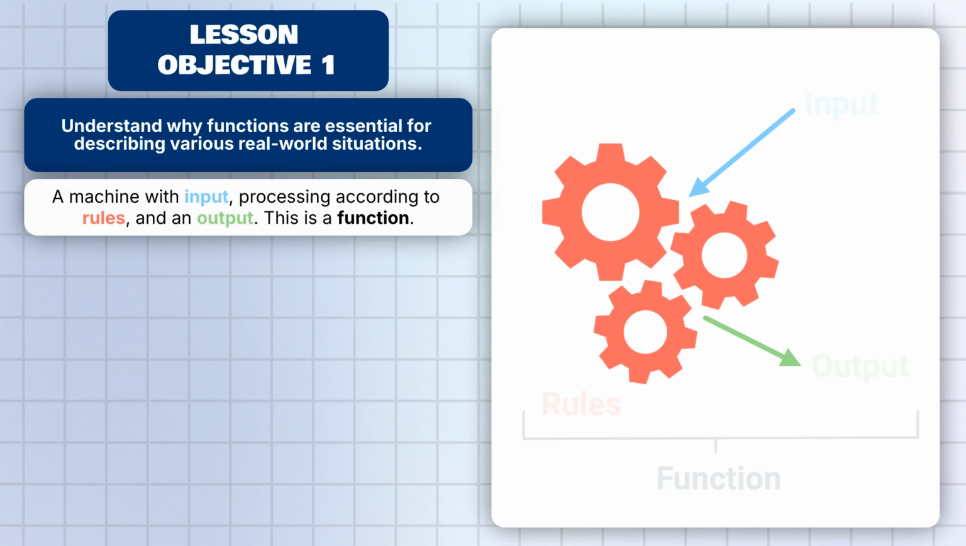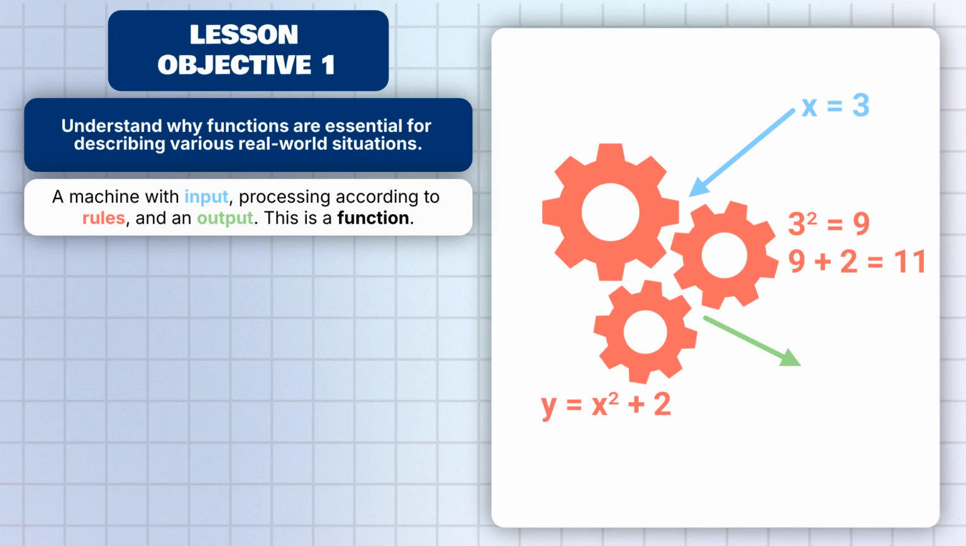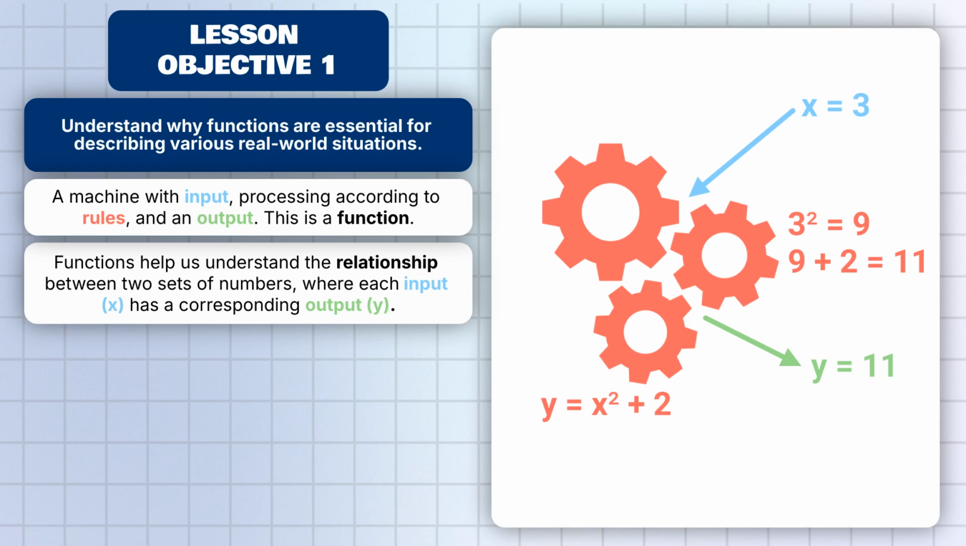For example, consider the function y equals x squared plus 2. If you input x equals 3, the machine function will process it. First, it will square the input. 3 squared equals 9. Then it will add 2. 9 plus 2 equals 11. The output is 11, so y equals 11 when x equals 3. In this sense, functions are all about understanding the relationship between two sets of numbers where each input, x, has a corresponding output, y.